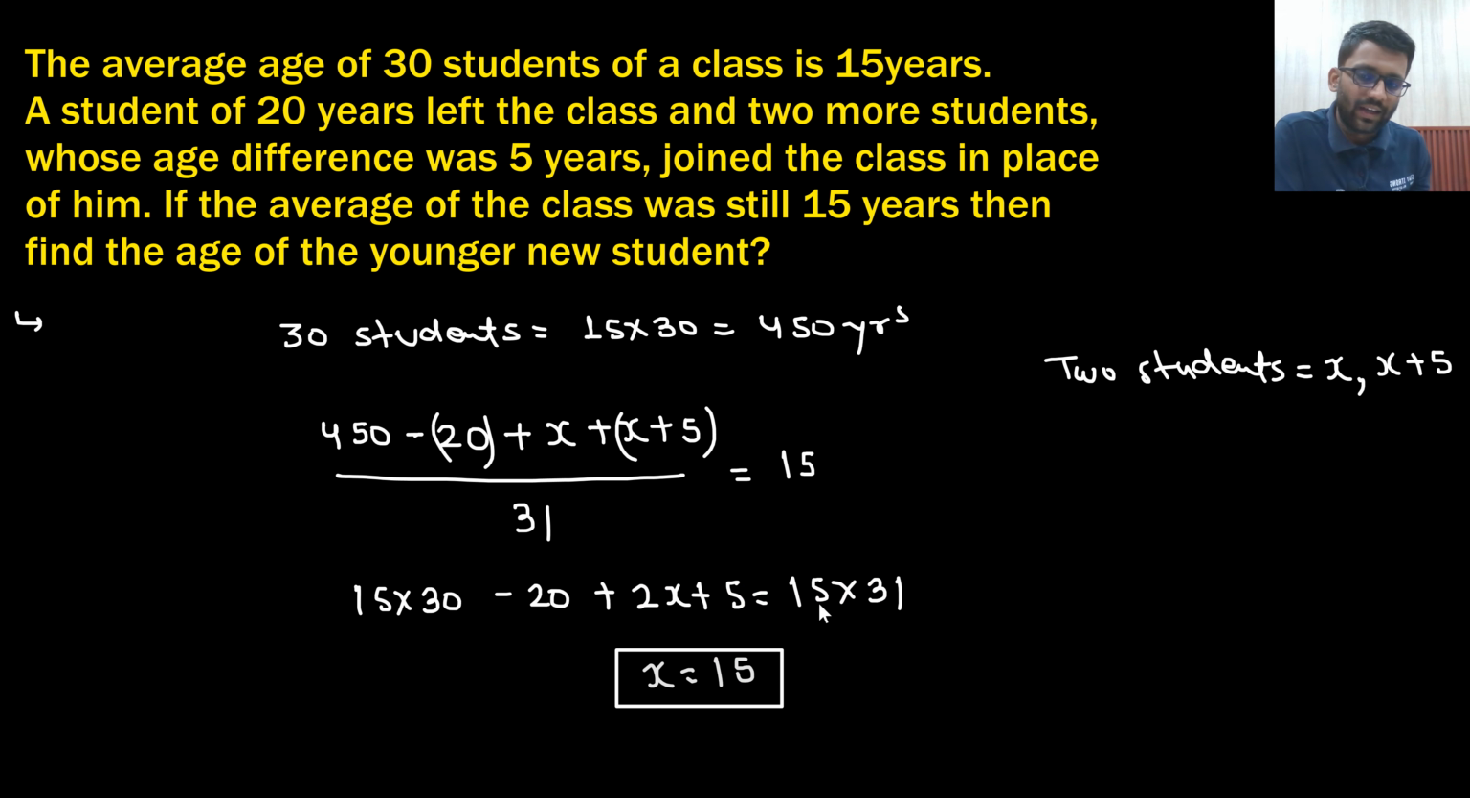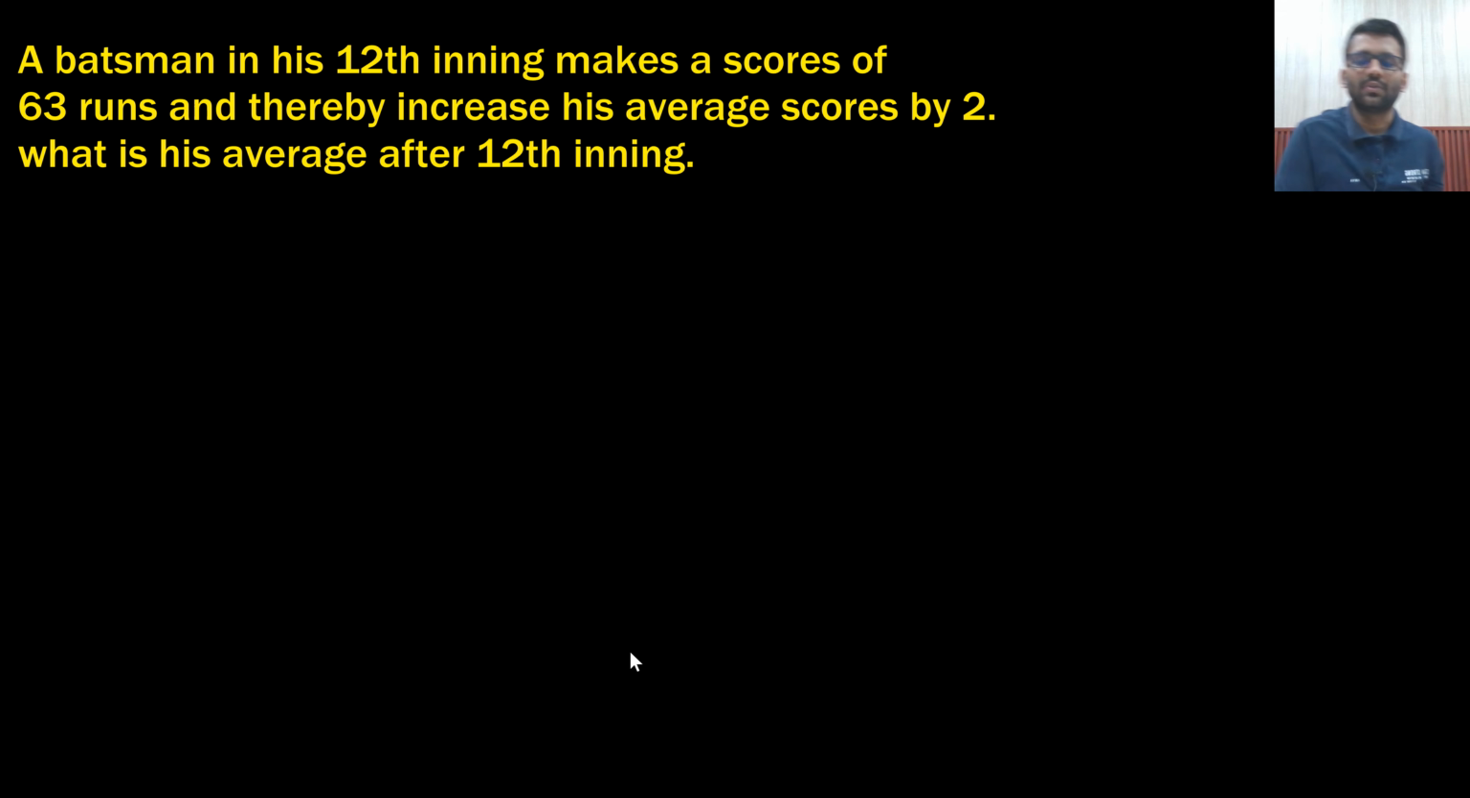Look, why did I write it in this manner? Because I can take this one this side. So 15 into 31 minus 15 into 30. What could that give me? 15 only. And 15 minus 5 will give me 10. 10 plus 20 will give me 30. 30 by 2 will give me x value equal to 15. So to reduce the calculation, I did this. Okay, so the age of the younger guy was 15. Let's move to the next question.